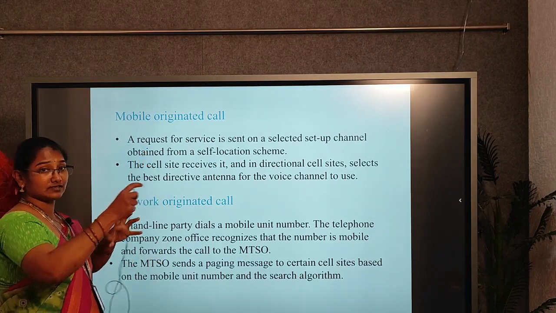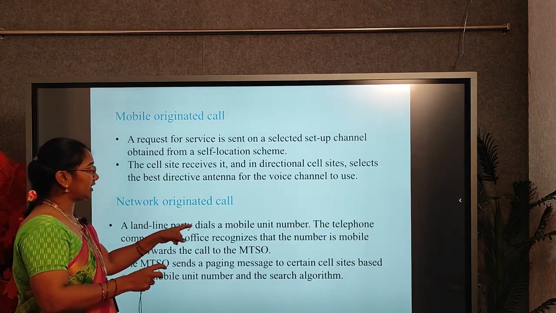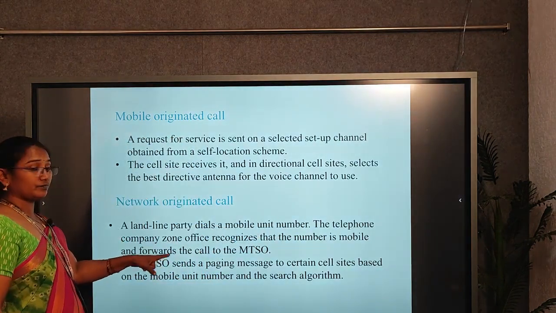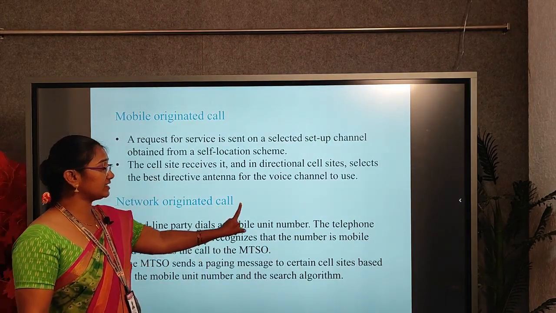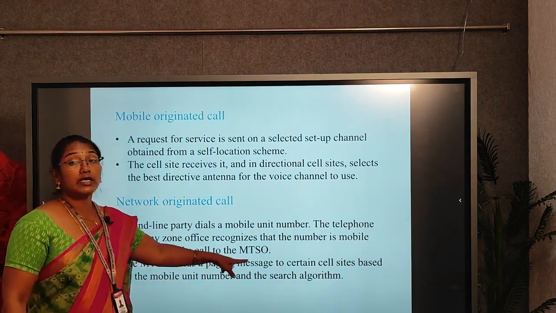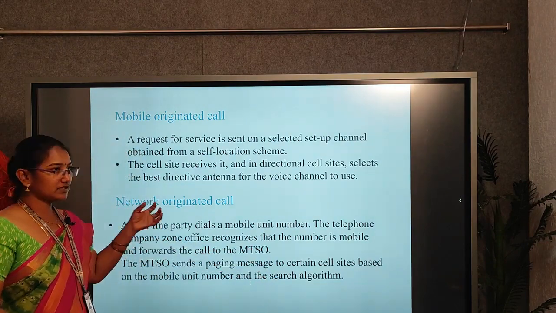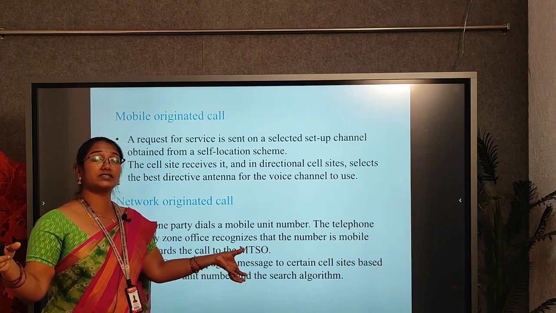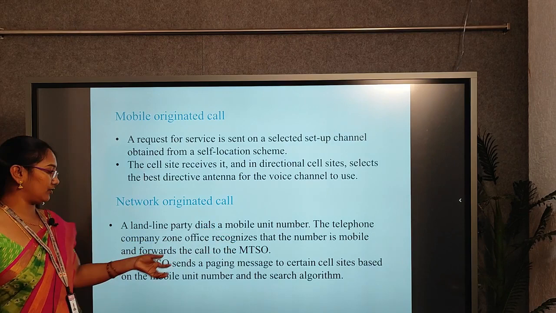Here itself is a cell phone, okay? Here the landline party dials a mobile unit number from the landline, right? The telephone company zone office recognizes that the number is mobile and forwards the call to the MTSO, mobile telephone switching office, okay? That means the first party is a telephone, landline phone, and the second party is a mobile cell phone, right? So it is a call between a telephone and a cell phone.